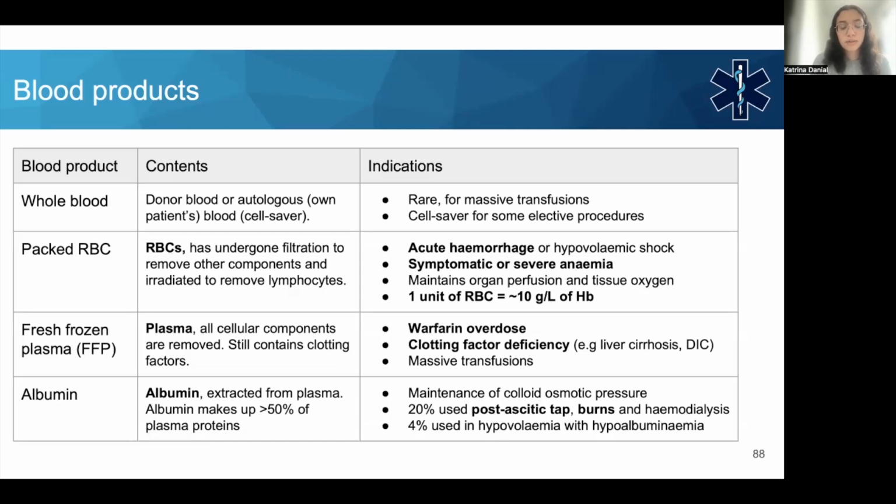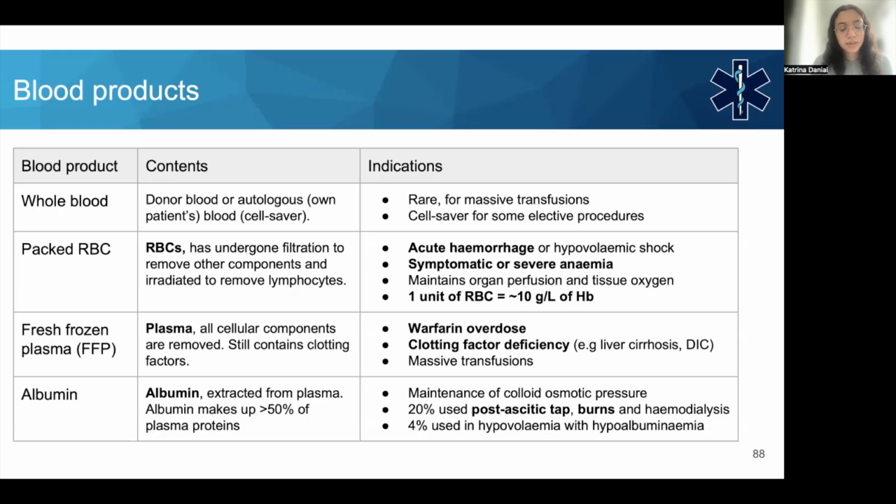Fresh frozen plasma, so that's plasma and all its components. So it includes clotting factors. The indication is if a patient has had an overdose of warfarin, which means that their factors 2, 7, 9, 10 are lacking. Clotting factor deficiency. For example, if they have such severe liver cirrhosis where they're not producing those proteins that are normally circulating in the blood, and if they're in a state of DIC. It's also part of the massive transfusion protocol, which I'll touch on in a sec.